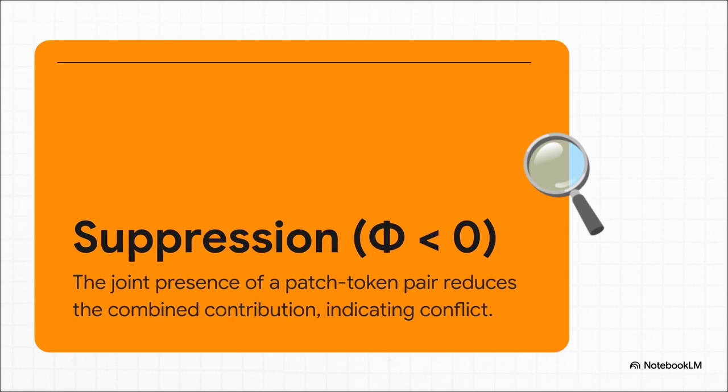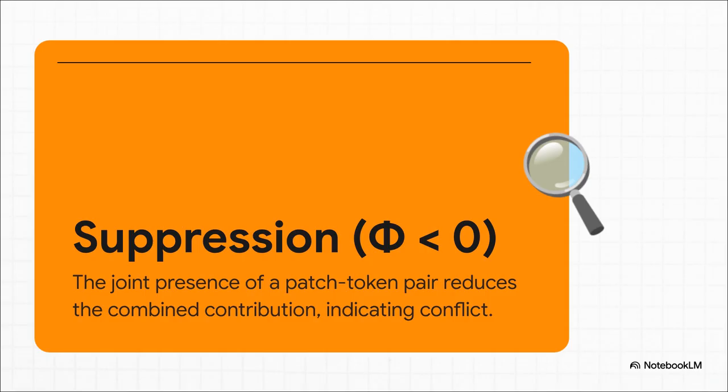And then you have the total opposite, suppression. This is what happens when an image feature and a text word just don't get along. They conflict, they contradict each other, and they actually weaken the AI's confidence. They kind of cancel each other out, so it's more like 1 + 1 = 0.5.